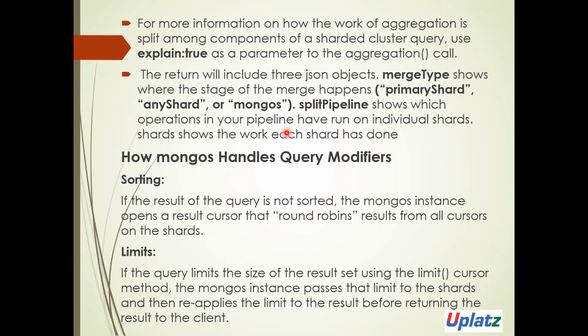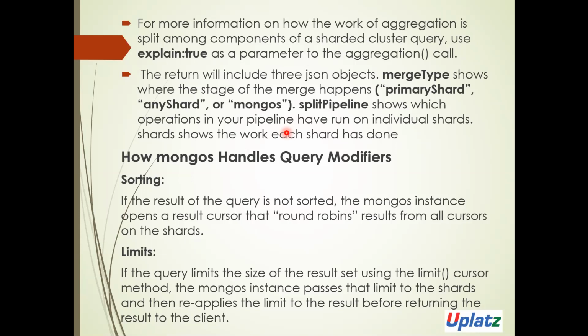So basically, how does mongos handle the query modifiers? In terms of sorting, if the result of the query is not sorted, it will perform a round robin and get the results from all the cursors on the shards. If the query limits the size of the result using the limit cursor method, mongos passes that limit to all the shards, and then reapplies the limit to the result before returning the result to the client.